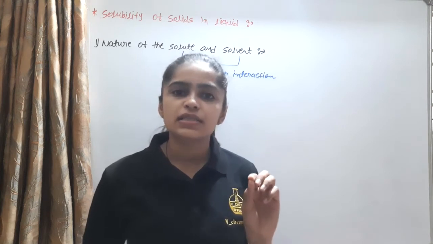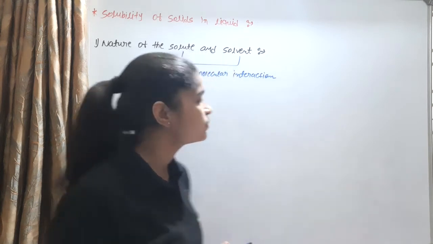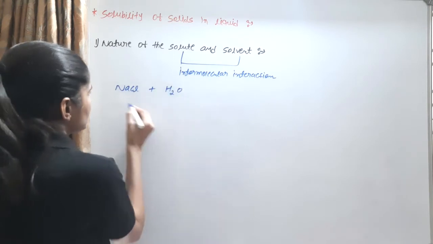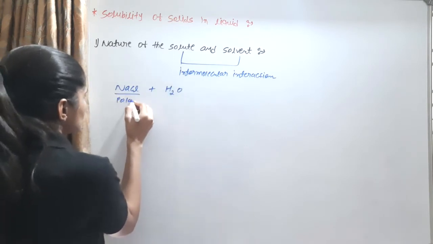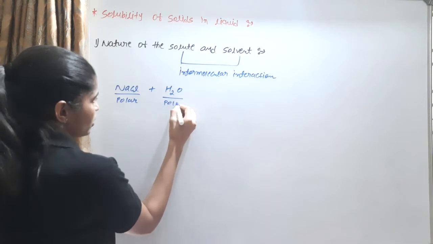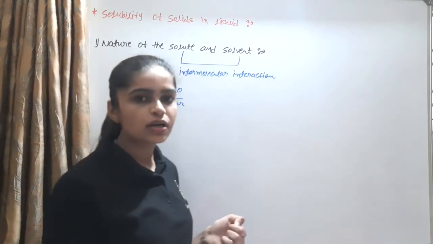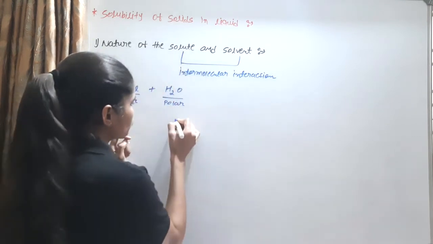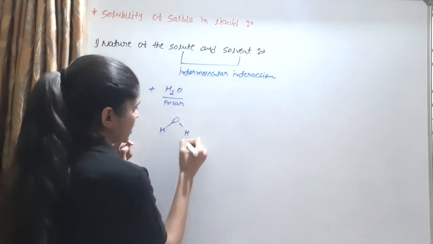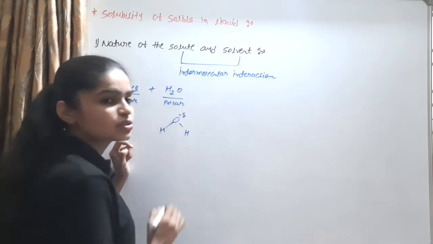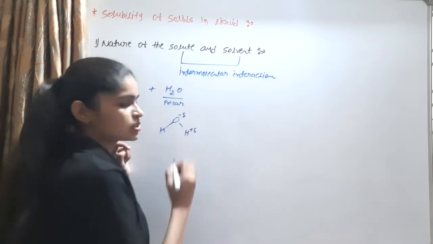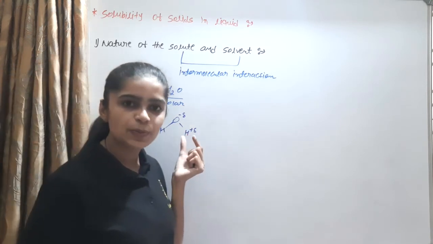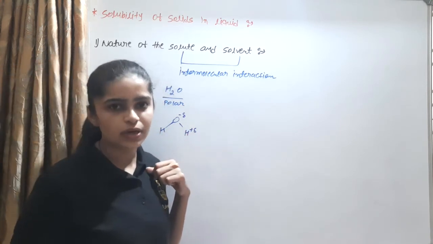For example, consider NaCl and water. NaCl is a polar molecule and water is polar. What is the meaning of polar? Polar means an electronegativity difference is present. In H2O, there are oxygen, hydrogen and hydrogen. Oxygen has a negative charge and hydrogen has a positive charge. So between the oxygen and hydrogen, an electronegativity difference is present. That means this is a polar molecule.